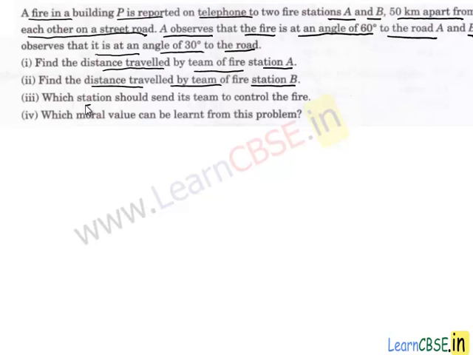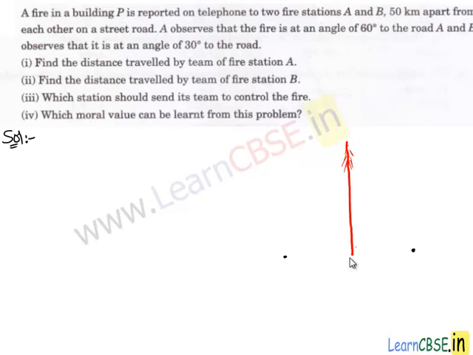From this, we have to say which station should send its team to control the fire and what type of moral we learn from this problem. First of all, to solve these kinds of problems, we have to first draw a simple diagram to represent the problem. Let's work out this problem. Here we assume OP be a building and the two fire stations are A and B. Given that the distance between two fire stations is 50 kilometers, initially we don't know which station is nearer to the building or which station is far away from the building.